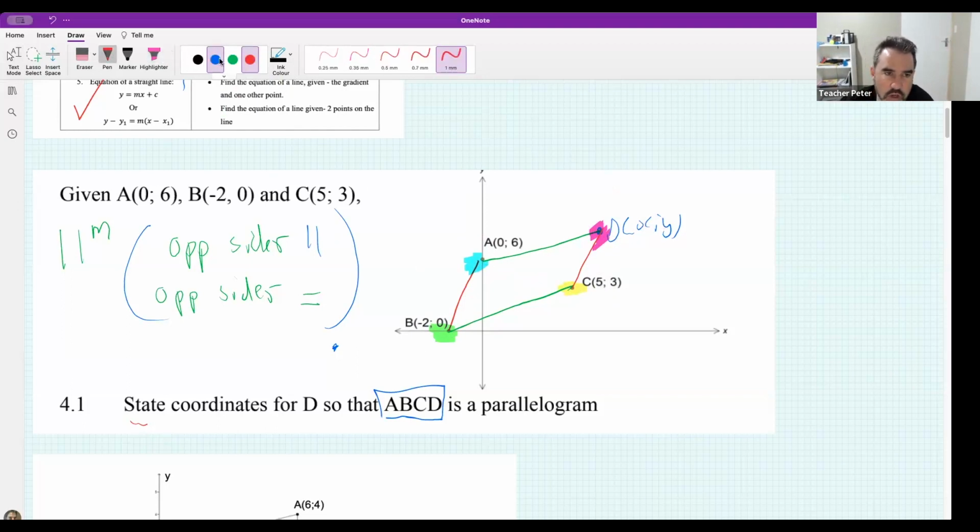Now, let's go on a journey to go from B to C. I want to know what happens to the x value when it goes from -2 to 5. So to go from -2 to 5, what has to happen to the x value? Pop it in the chat if you think you know. I have to add 7.